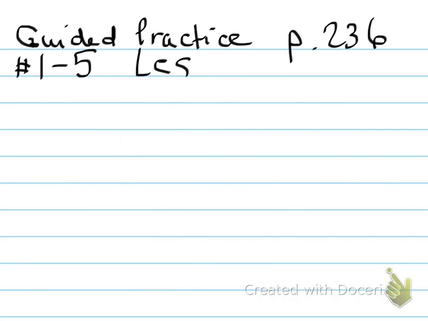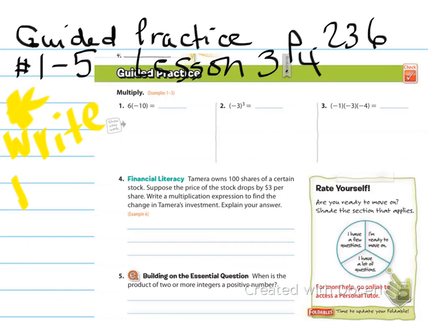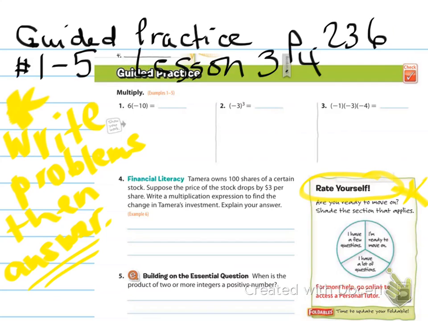Now you should do the guided practice for page 236, numbers 1 through 5. Write the problem on your notebook paper. Give me the answer, show any work that's necessary, and rate yourself. Now, after you do the guided practice for this lesson 3.4, come back, finish the video on lesson 3.5. All of these examples are on multiplying. The same rule applies for multiplying and dividing.